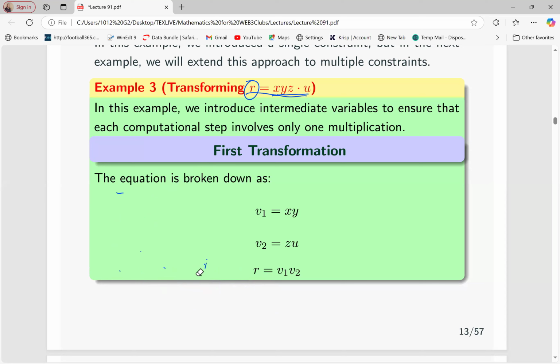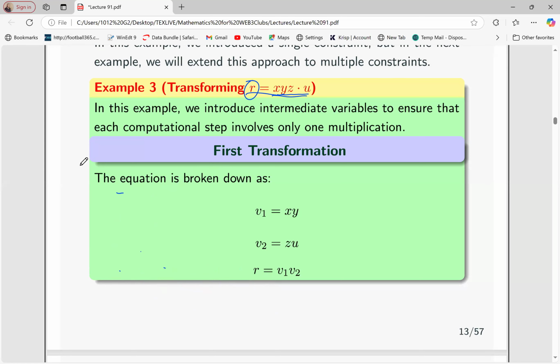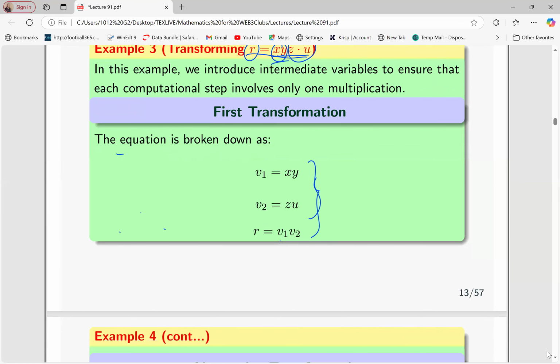But our goal is to ensure that R is written on the right side. We only have one multiplication. So there are several ways you can achieve that. We've seen one of the ways of achieving that, that we combined these two, then combined these two. So we call this one V1, call this one V2, and then that means R will be V1 times V2. That is one of the ways, and is not the only way.